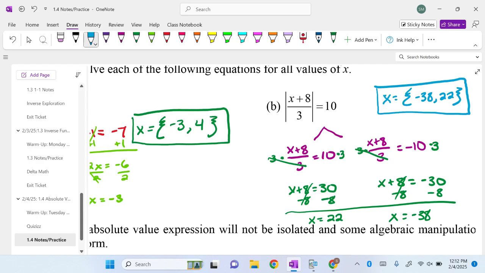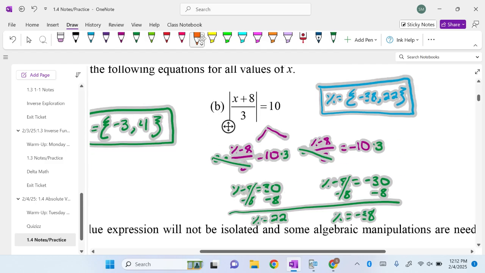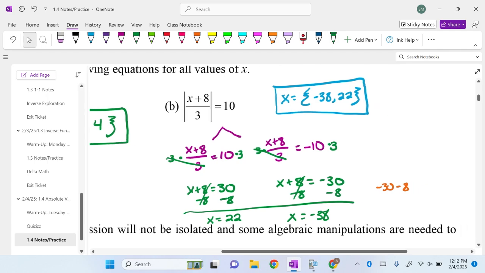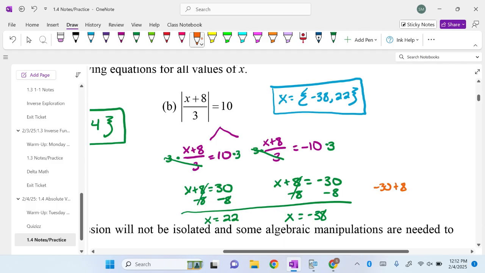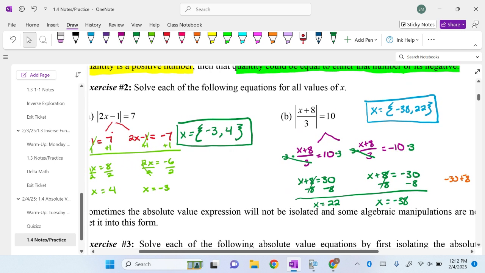So when you subtract, this is the same thing as negative 30 minus 8. So this is the same thing as negative 30 plus negative 8. So that's where that comes from. Two negatives make a positive only when you're multiplying or dividing those two negatives.